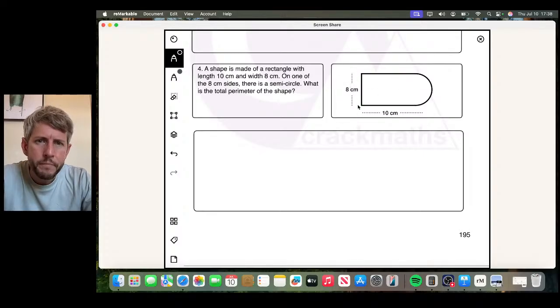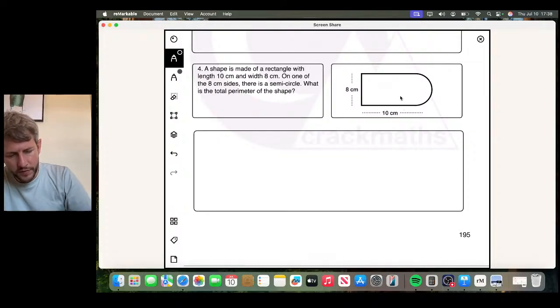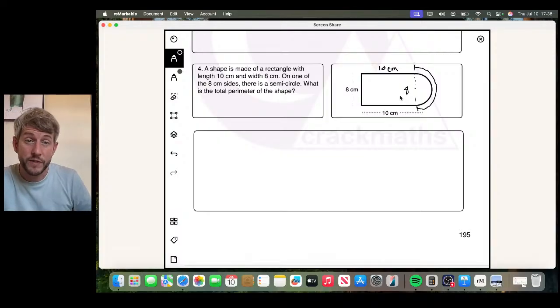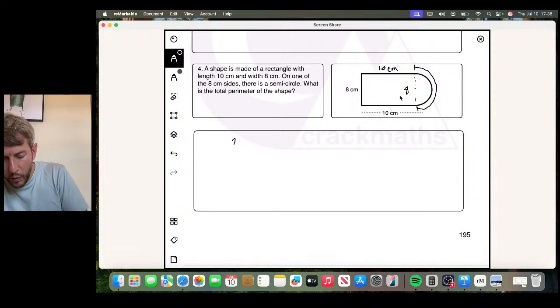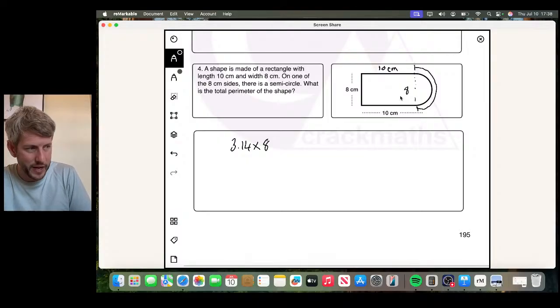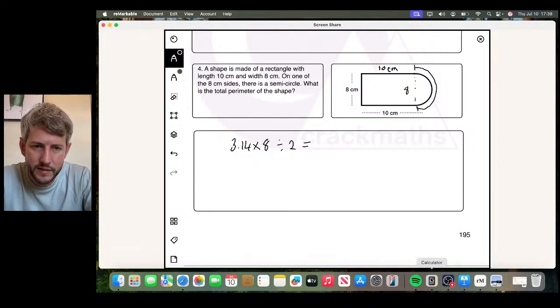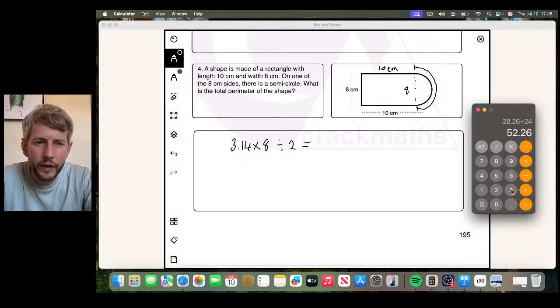So we've got here 8 and 10. So this is 8, this is 10, and then this is 10 as well. We know that this is 8. So what we've got to do is we've got to work out this bit here. So that would be the circumference of the circle, but because it's a semicircle, it's just half of that. So if it was the whole circle, it'd be 3.14 times 8, because it's pi times diameter. But because it's a semicircle, we have to divide this by 2. So let's work that out here.